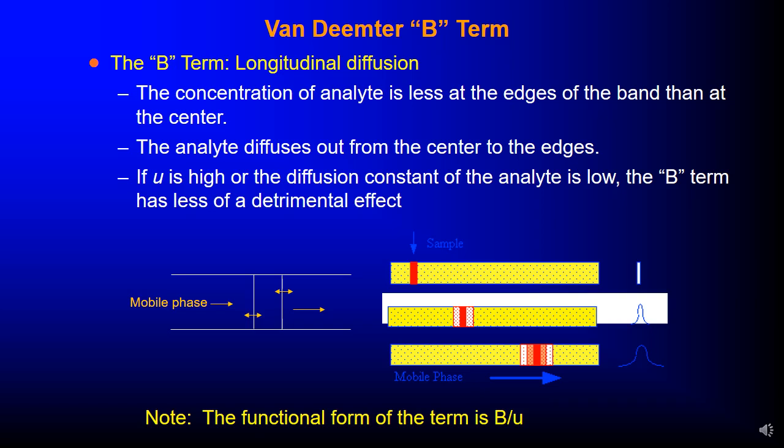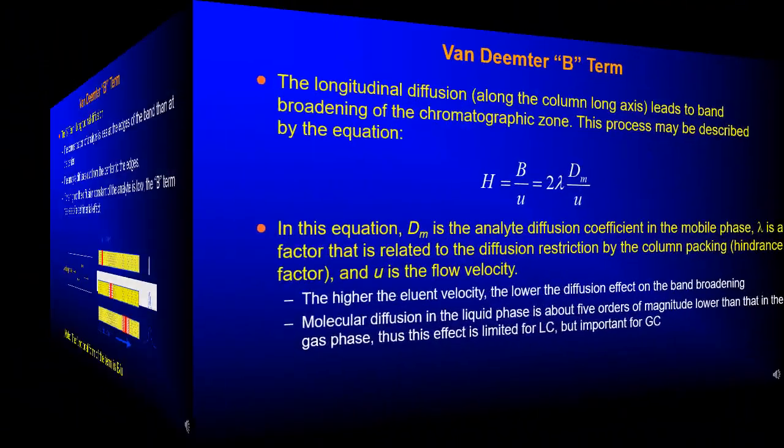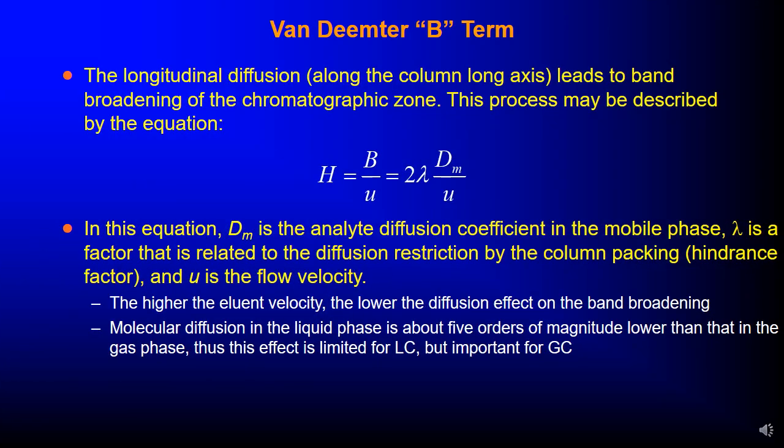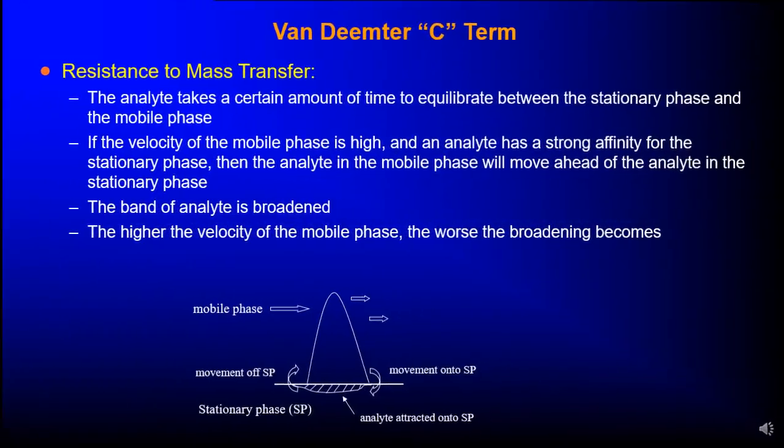The concentration of analyte is higher at the center of the band, so the analyte diffuses out. The longitudinal diffusion along the column's long axis leads to band broadening of the chromatographic zone. This process may be described by the equation provided there.